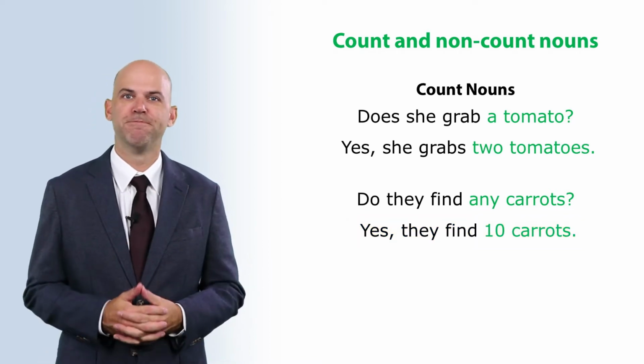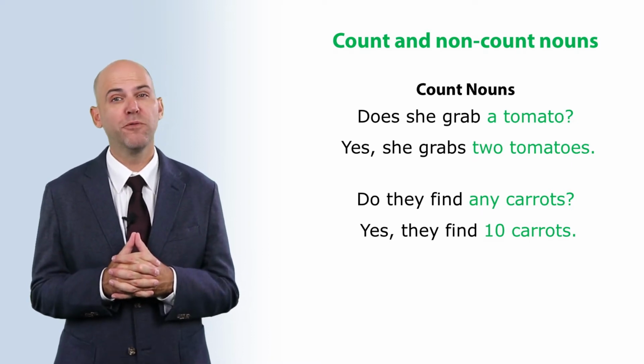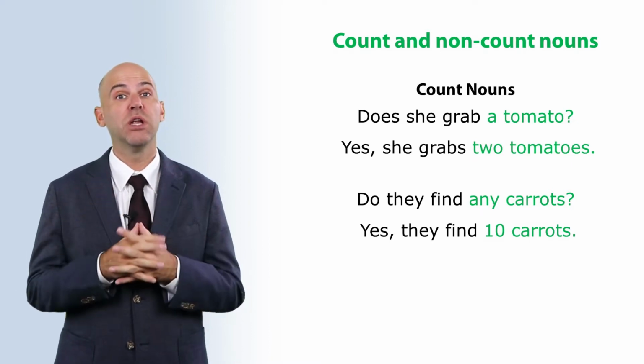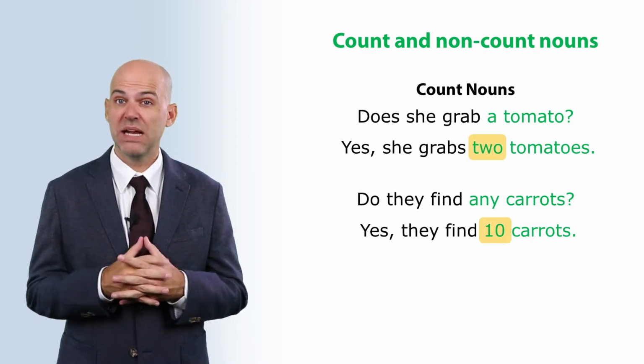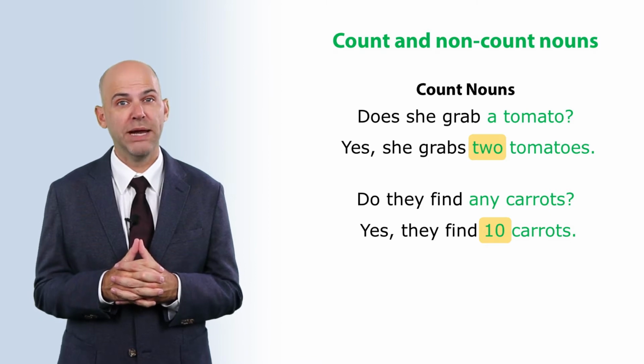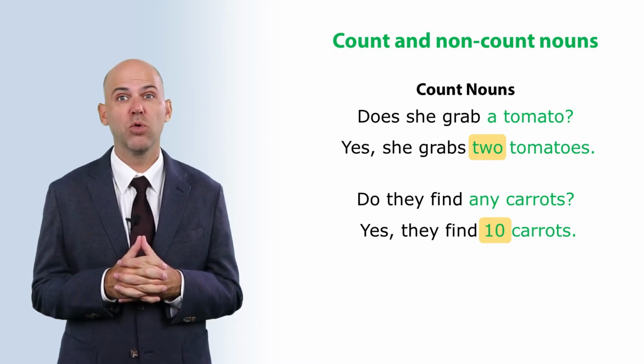Great job. Remember that count nouns have plural forms and we can use numbers to count them. In these examples, we use 2 tomatoes or 10 carrots to describe the quantity.